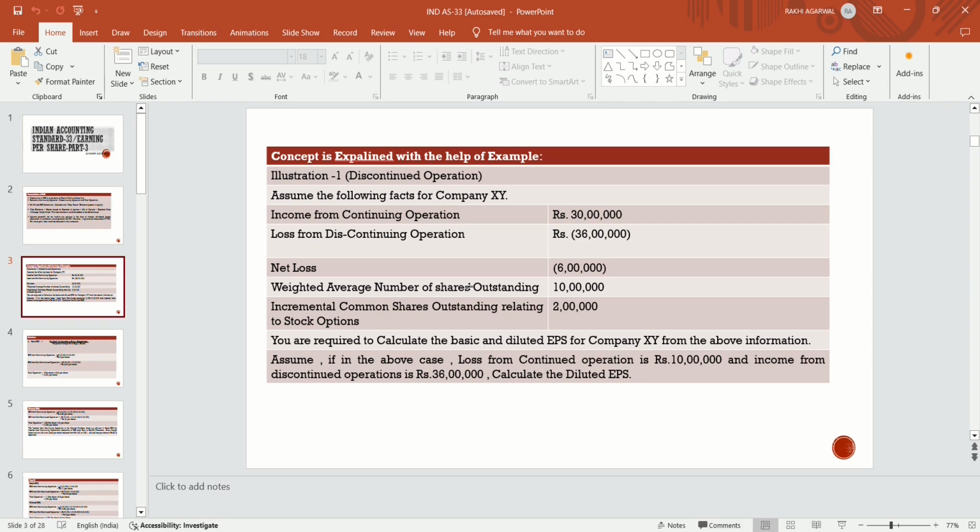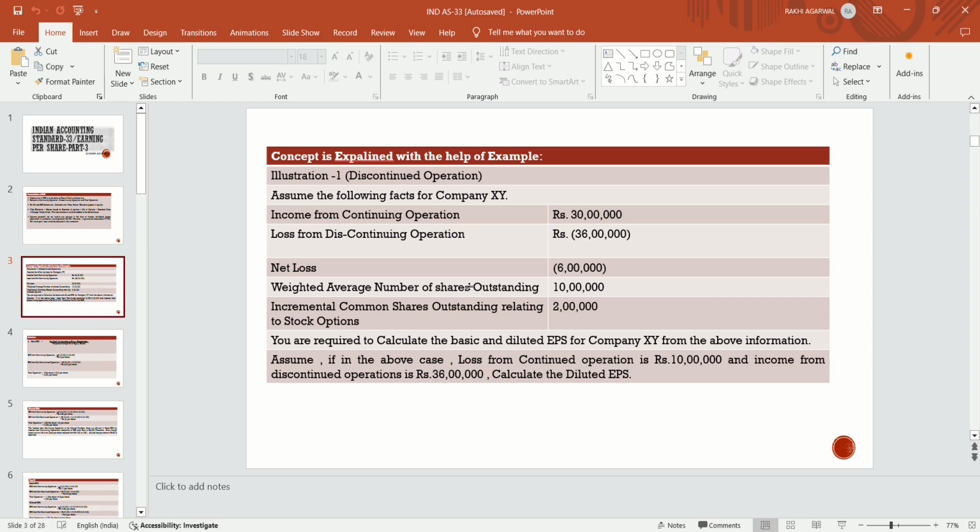Income from continuing operation is 30 lakhs and loss from discontinuing operation is 36 lakhs. Net loss becomes 30 minus 36, so net loss becomes 6 lakhs. Weighted average number of shares outstanding is 10 lakhs. Incremental common shares outstanding related to stock option, that is the incremental number of shares, is 2 lakhs. You are required to calculate the basic and diluted EPS for the company XY from the above information. So from this information we have to calculate the basic and diluted.